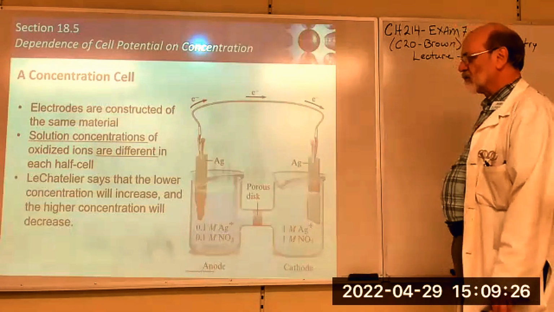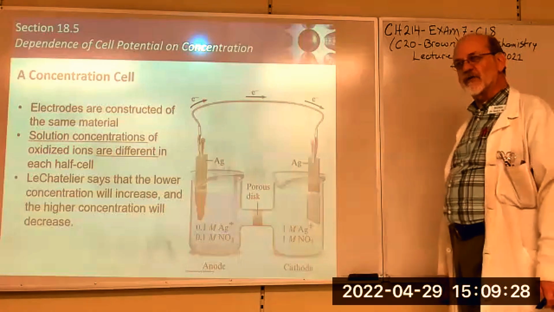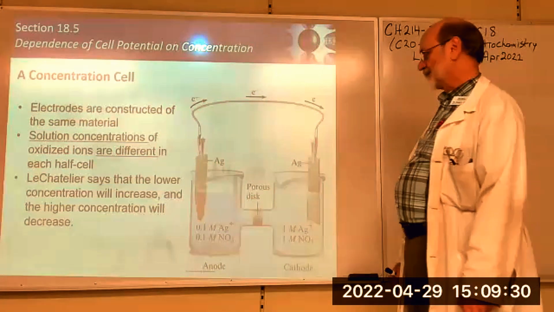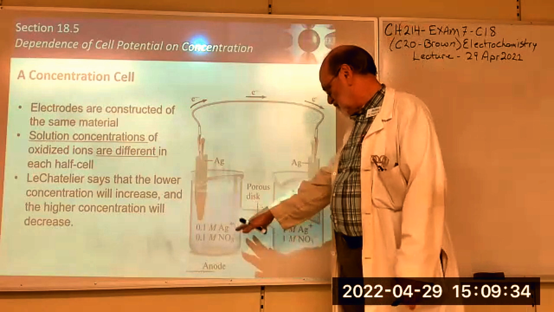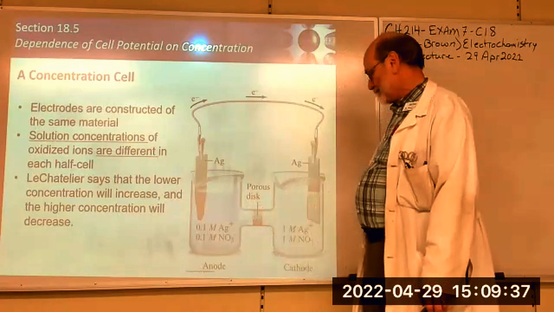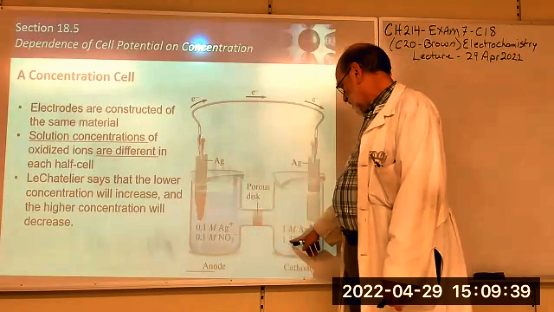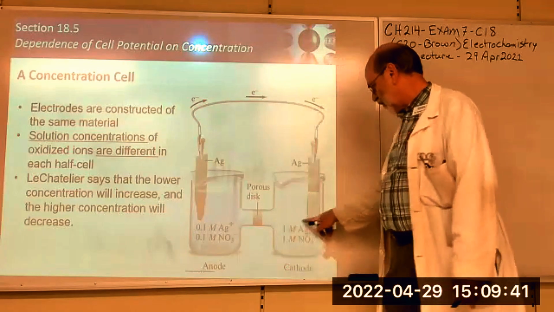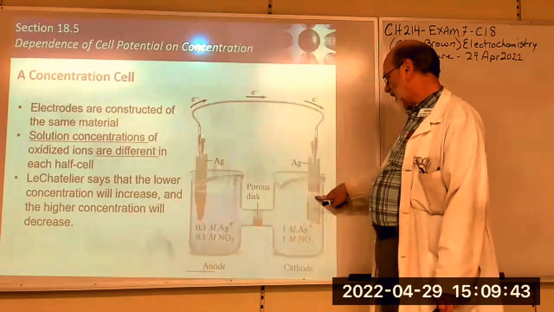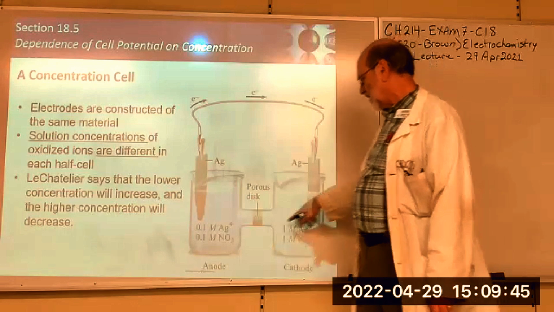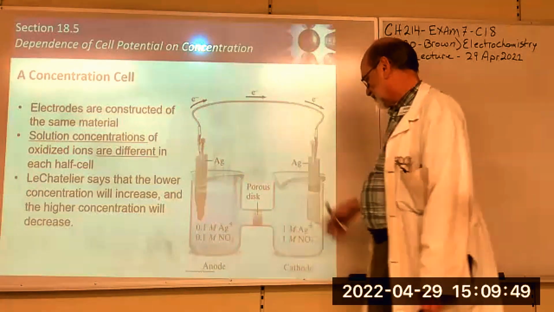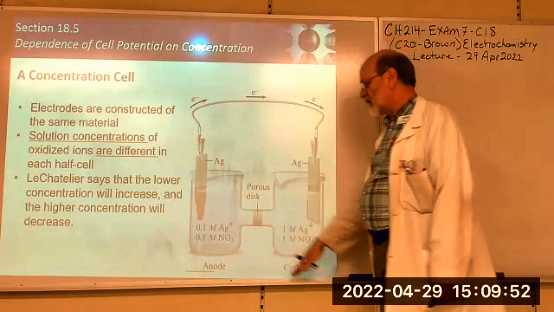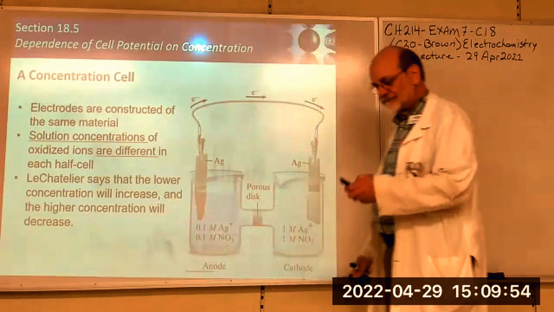The lower concentration will increase and the higher concentration will decrease. They're trying to reach middle ground. So this one is going to decrease the number of silver ions, which means they're plating out on that electrode. And this one is going to consume that electrode and send electrons up here. So the high concentration is the cathode, low concentration is the anode.